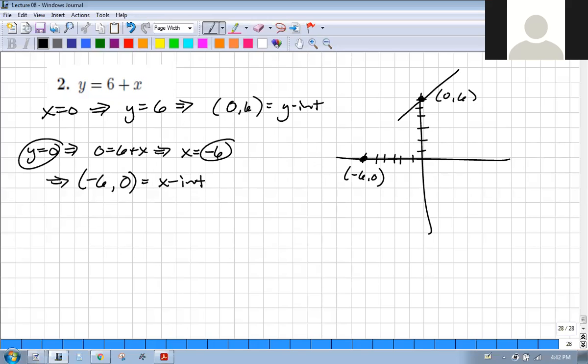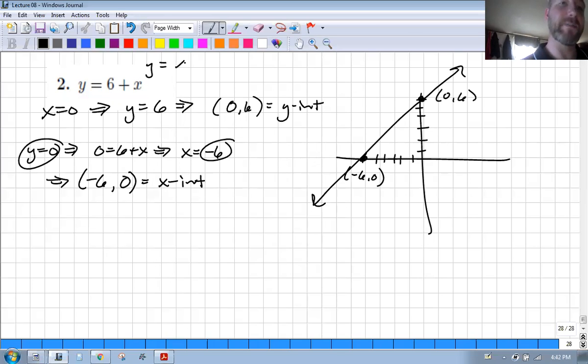Now we know 2 points. Draw a line through it. There's all of our solutions. We could rewrite this as x plus 6 instead of 6 plus x.